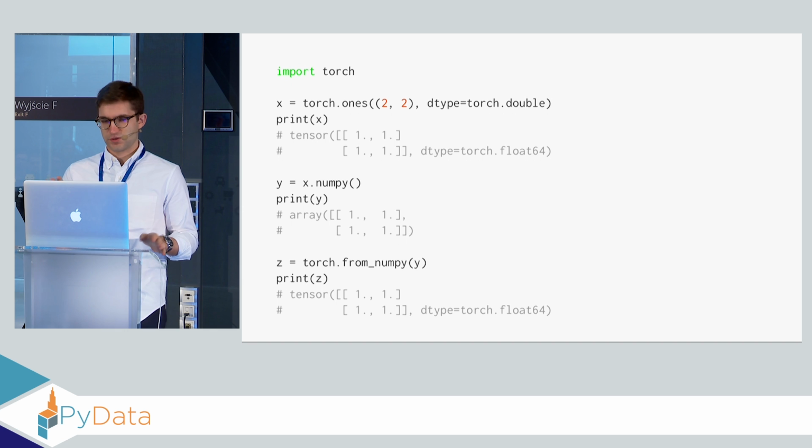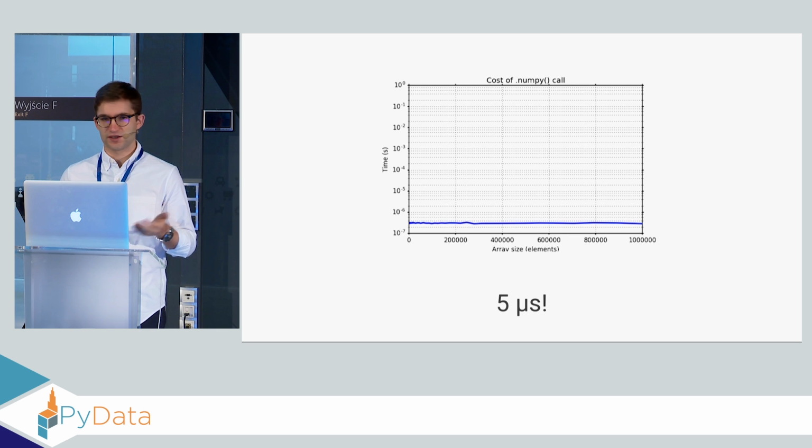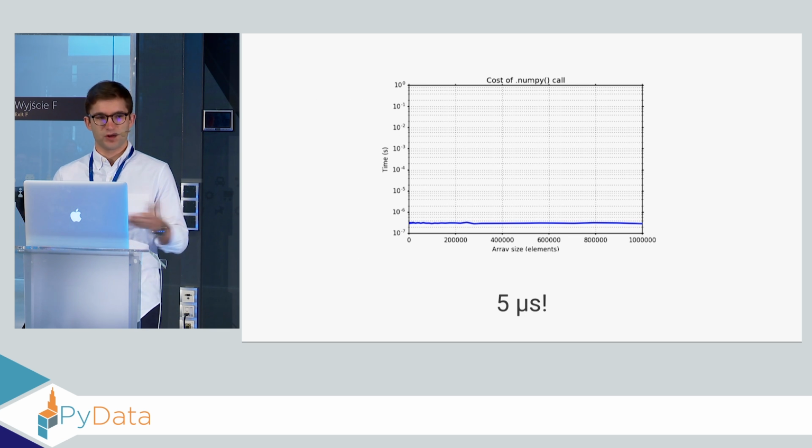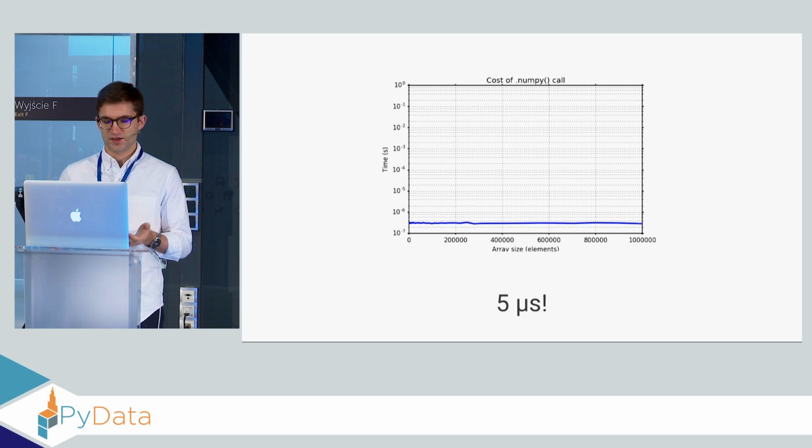So just to quickly go through this, we have methods to convert both from Torch to NumPy arrays and vice versa. The most important thing to note about this is that it's really cheap. The cost is basically constant no matter how many elements you have in the array. It's on the order of microseconds, so it's really fast.